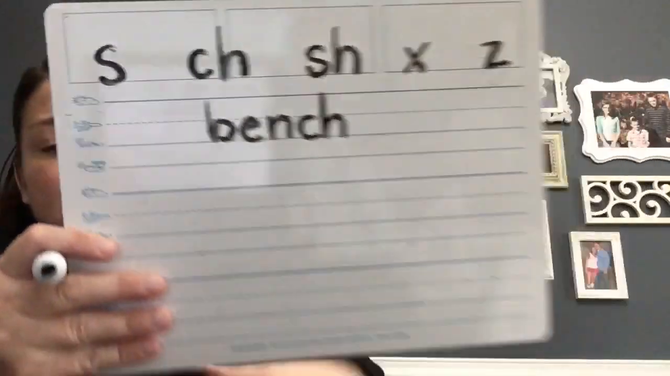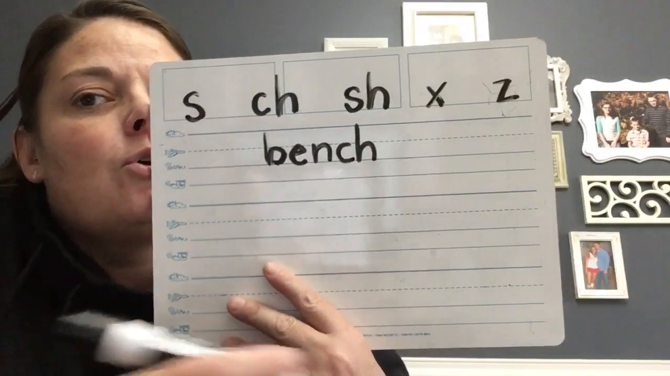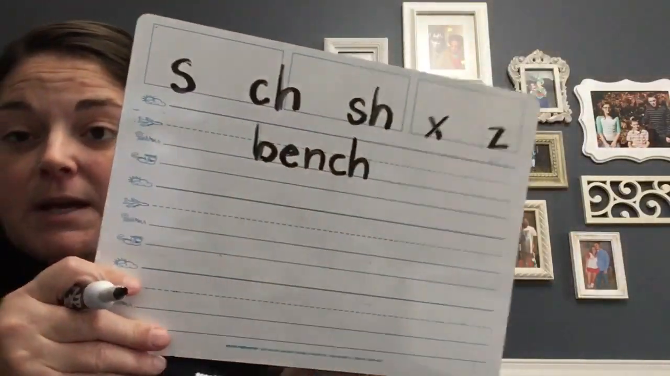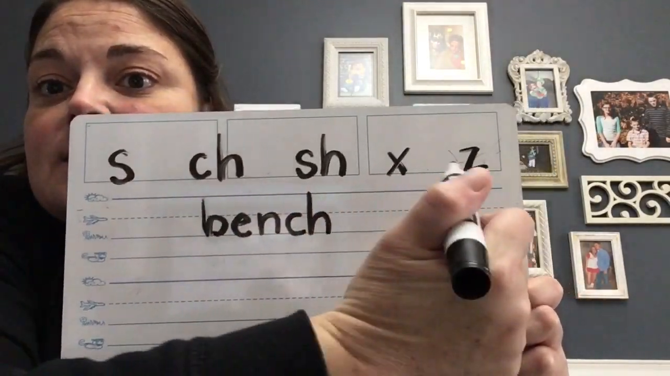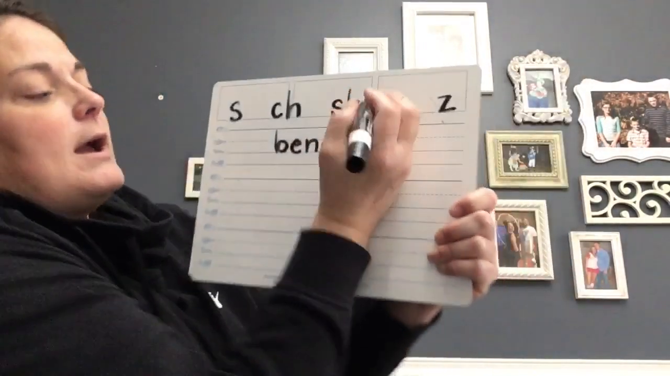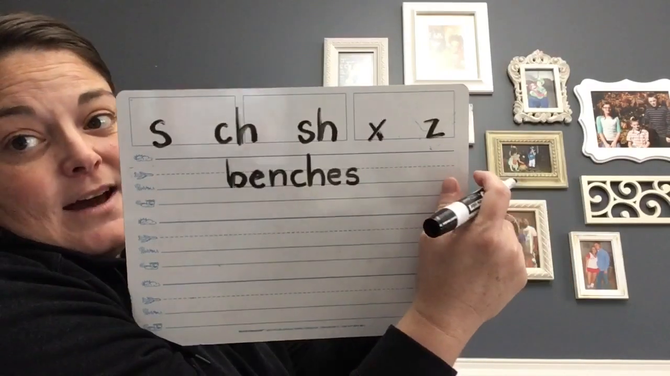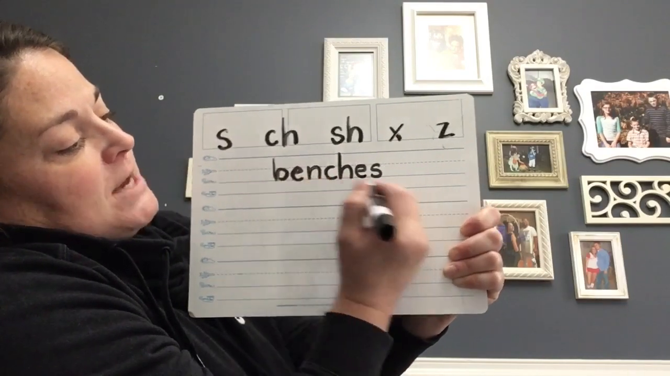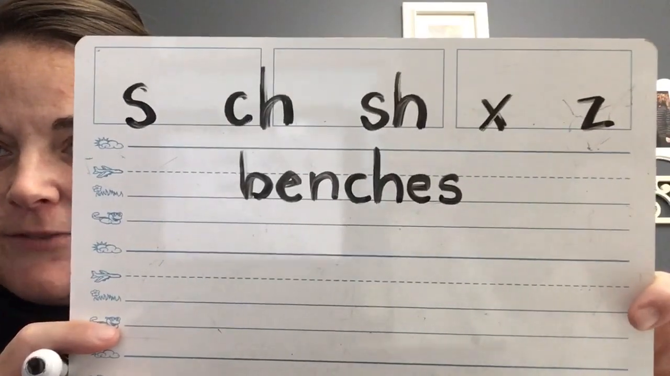Bench. One bench. But the word was benches. More than one bench. Do we use an S or an ES? Did you say ES? You better have said ES because look at what we end the word bench in. These are our ES. Okay. Benches. More than one bench. The suffix is ES. Bench. Benches. Base word bench. Add ES suffix and you got benches.